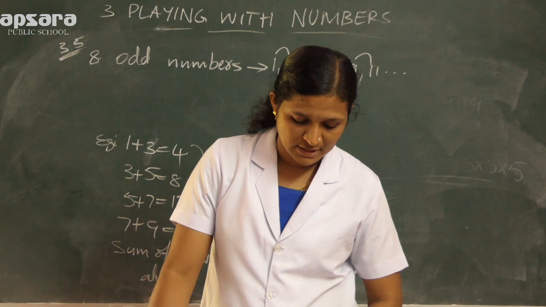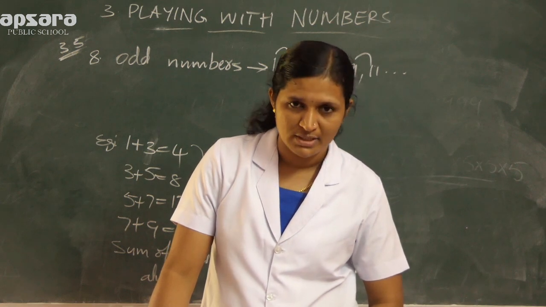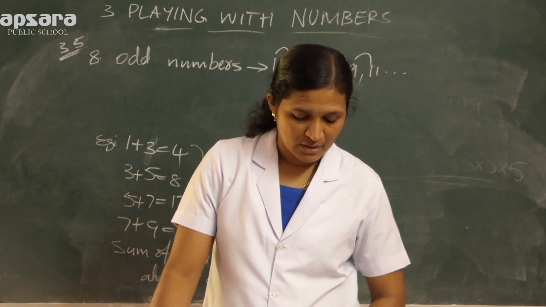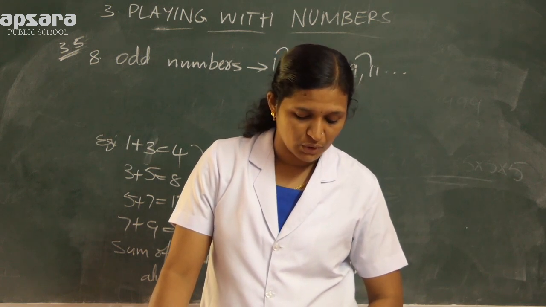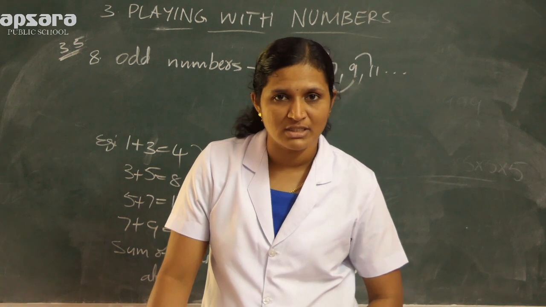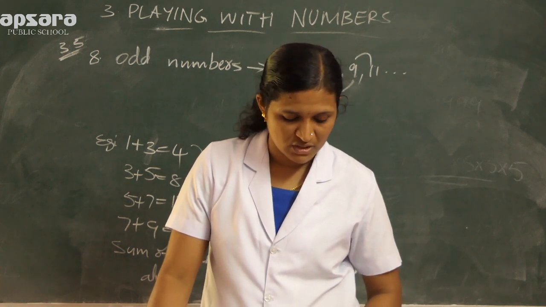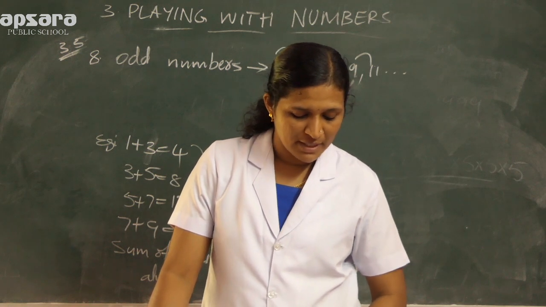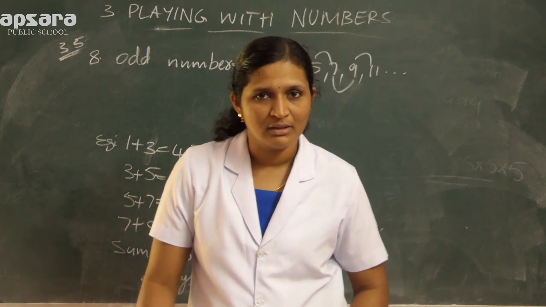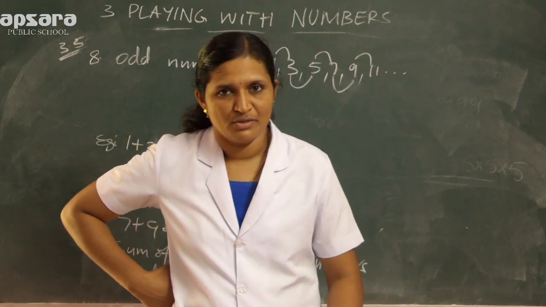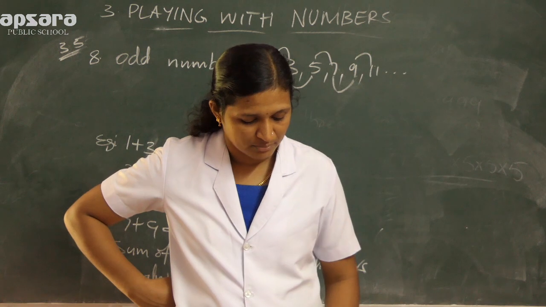Second, 56, yes, 7 into 2 into 2 into 2, yes. Third one, 70, 2 into 5 into 7, yes. But fourth one, 54, 2 into 3 into 9. 9 is a composite number. So prime factorization is not done. So which is the answer? The correct one, B and C. Question number 9. The prime factorization is done properly in B and C. Okay, so A and D are wrong.